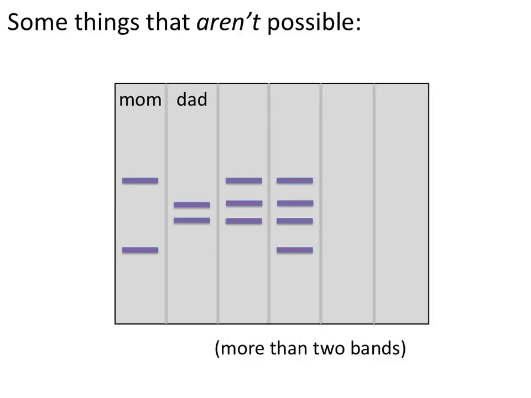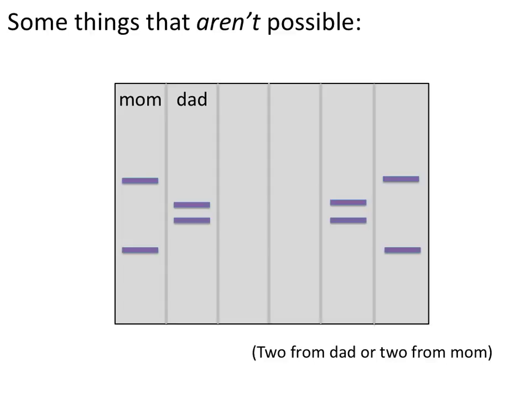Now, remember we're diploid. There are only so many possibilities. You cannot have 3 bands. You can only have 2. You can't have 4 bands. You can only have 2. You can't have 1 band. You have to have 2. Okay.